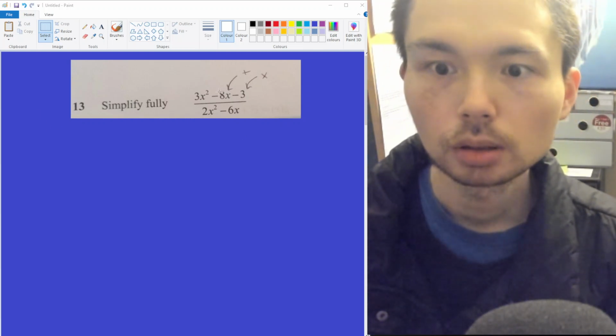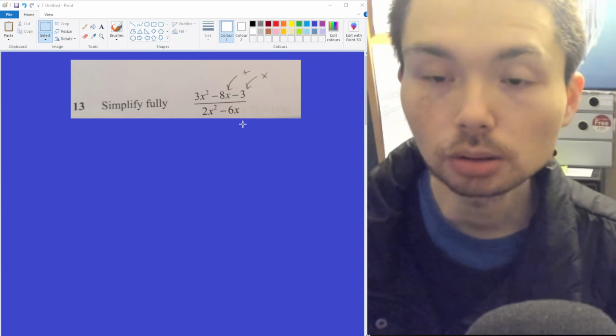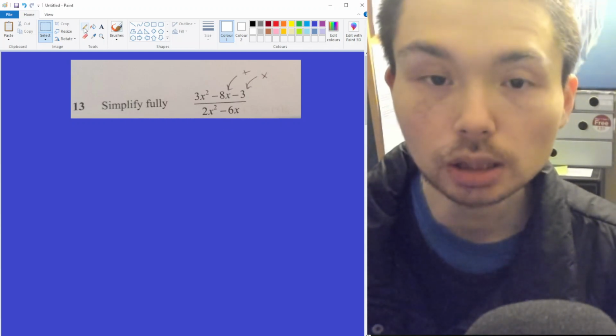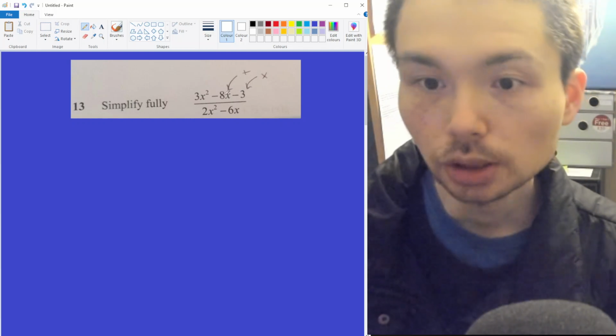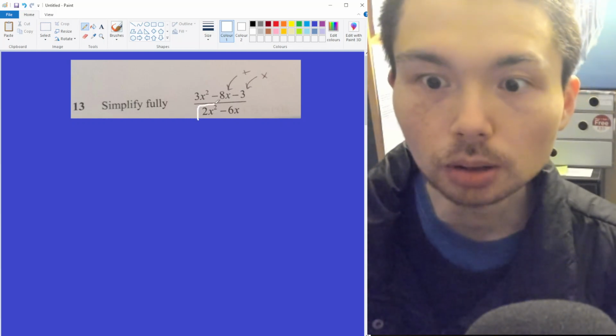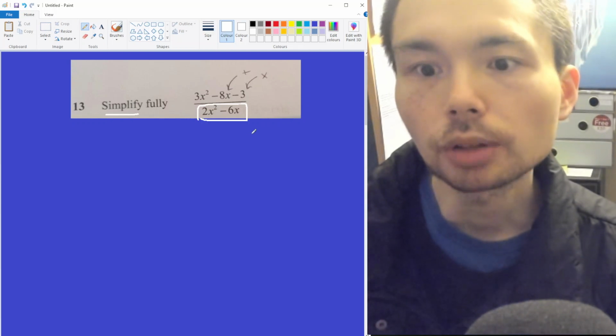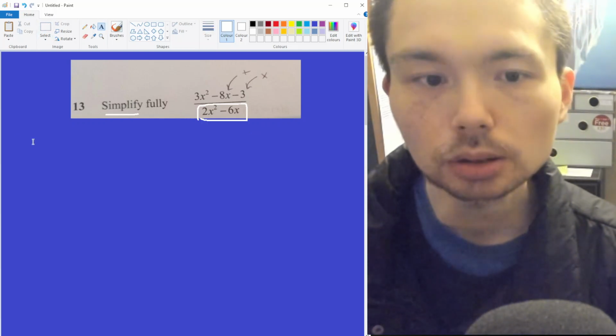Simplify fully this algebraic fraction. The way to do this is you should pick the numerator or the denominator. That is a lot easier. If we look at this, which is easier, the top or the bottom? It is the bottom. Whenever we see simplify fully in algebraic fractions, this is code word for factorize.